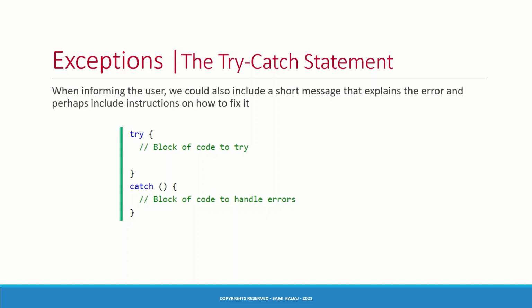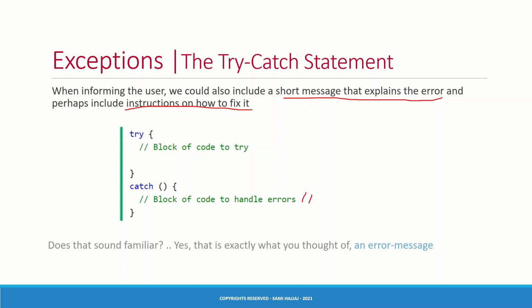How does that work? Well, you can write here a little bit of code. You can write a short message that explains the error and then perhaps include some instructions on what to do. For example, if the user is required to type a number, but the user did not type a number, then you can write an error warning: you are supposed to type a number and not a text, and then the user will follow the instructions, and then the program will run fine.